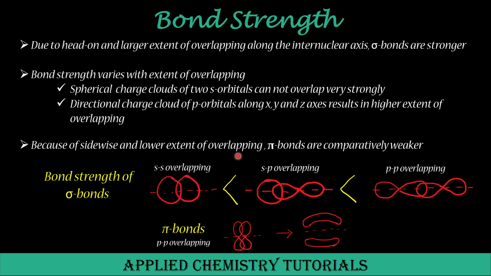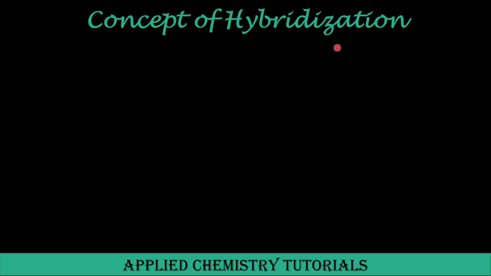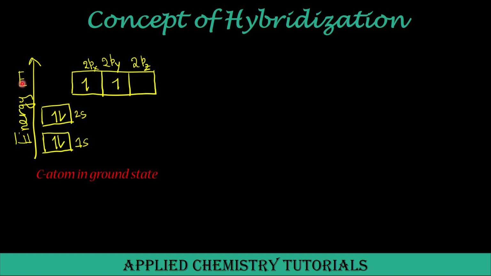Now because of the sidewise and lower extent of overlapping, pi bonds are comparatively weaker than sigma bonds. Now coming back to the concept of hybridization. Hybridization happens because of the intermixing of the orbitals of a single atom. Now we have seen this energy diagram of the carbon atom in the ground state already. Here the electronic configuration of the carbon atom is 1s2, 2s2 and 2p2.